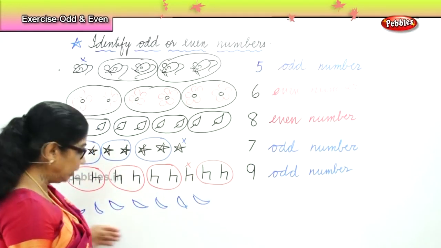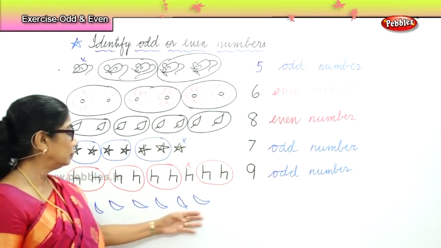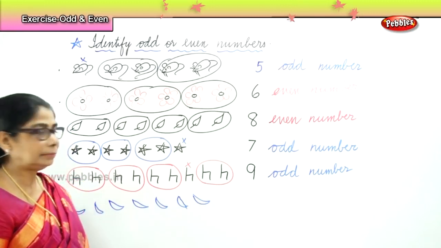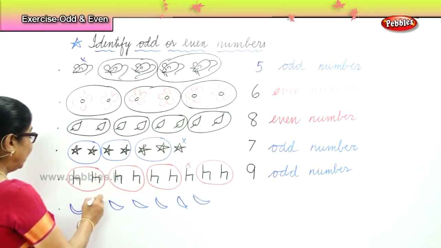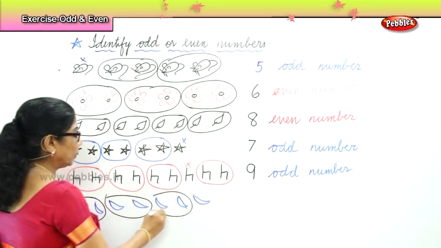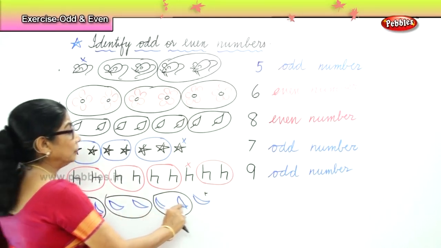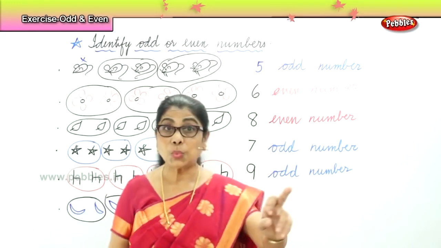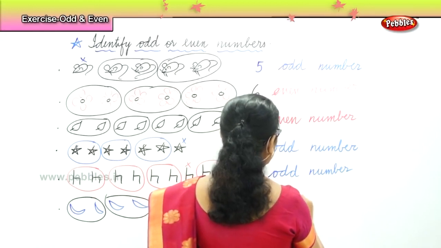Okay? Now, we have here some moons. I've drawn some moons. One, two, three, four, five, six, seven. How many? Seven. We're going to pair them up. One, two. One, two. One, two. And we have one left. What's the total number? 1, 2, 3, 4, 5, 6, 7. Again, we have number 7. So number 7 is an odd number. There is one moon left out. Odd number.